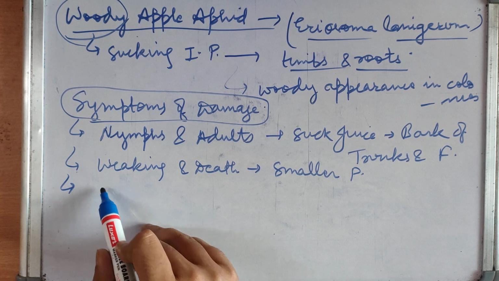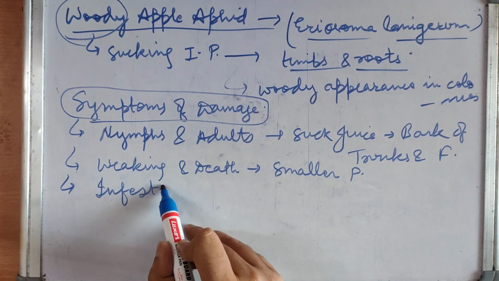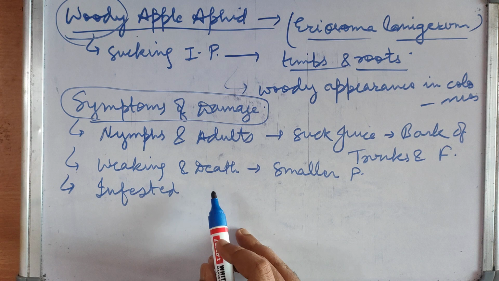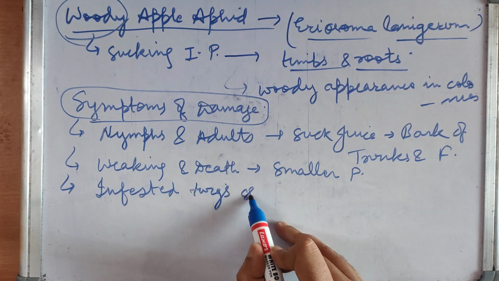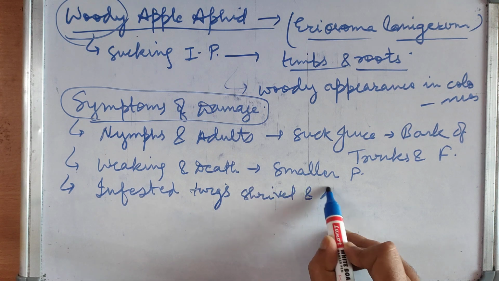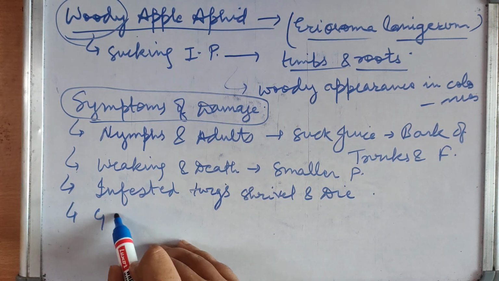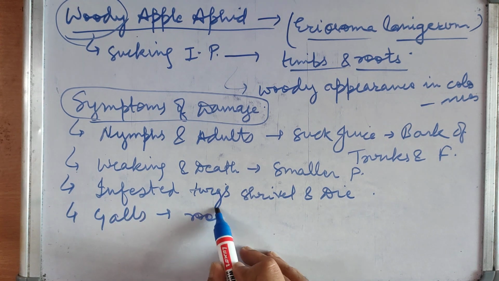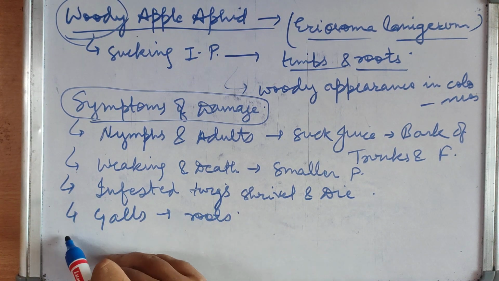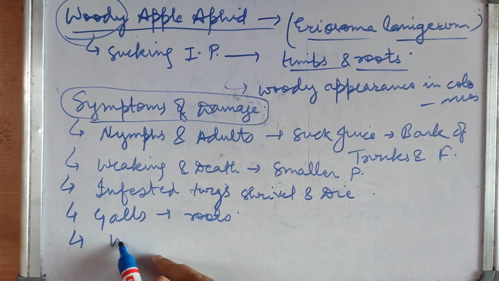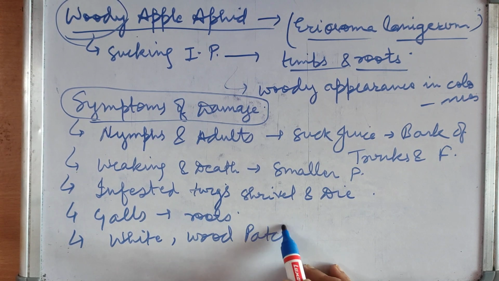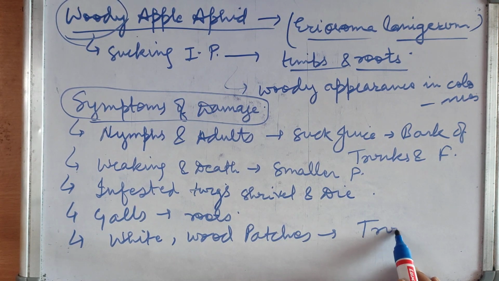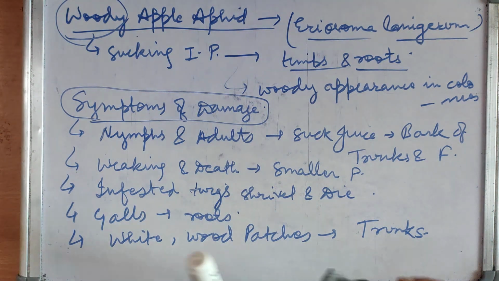Infested twigs shrivel and die. The twigs which are infested by this woolly aphid shrivel and die. You will observe galls on roots. We will observe white woolly patches on trunks. Now these were the symptoms.